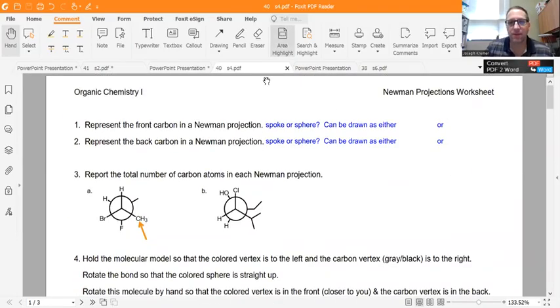So this used to be, once again, a nice handout to get students acclimated to Newman projections. A very nice, thoughtful worksheet, which I'll do with you now. Represent the front carbon in number 1, please. Represent the front carbon in a Newman projection. Is it a spoke or a sphere? Front carbon, spoke, we have learned. It can be drawn like the letter Y or an inverted Y.